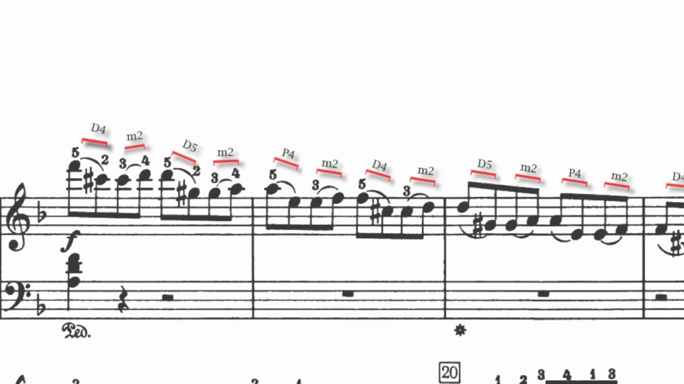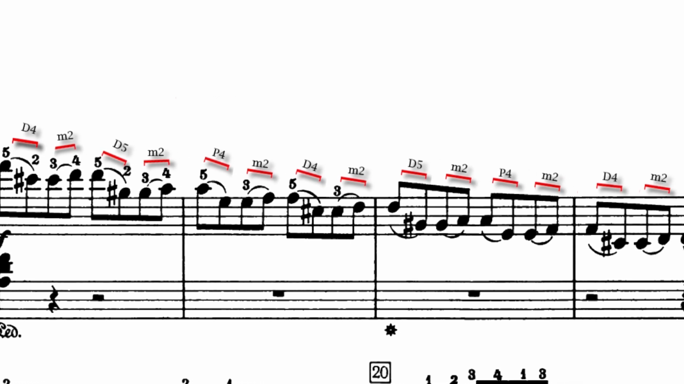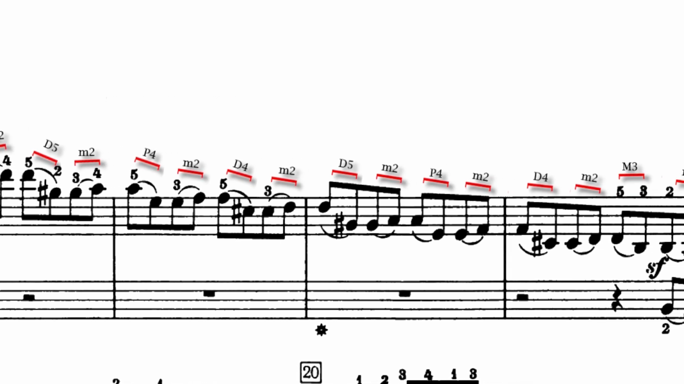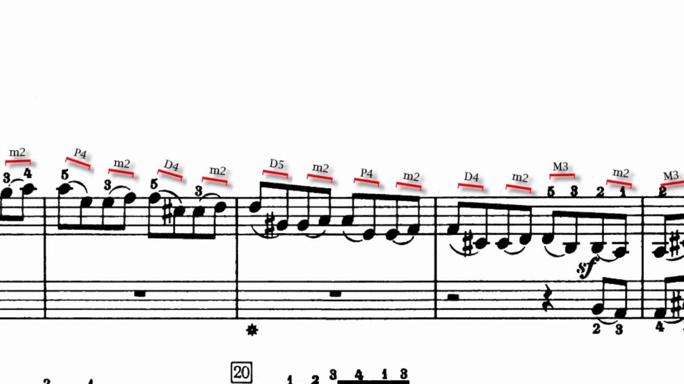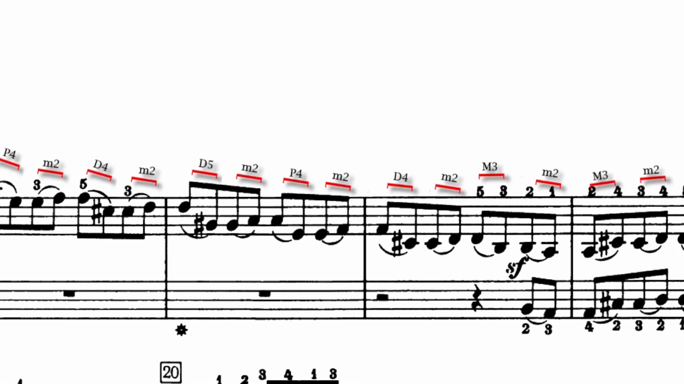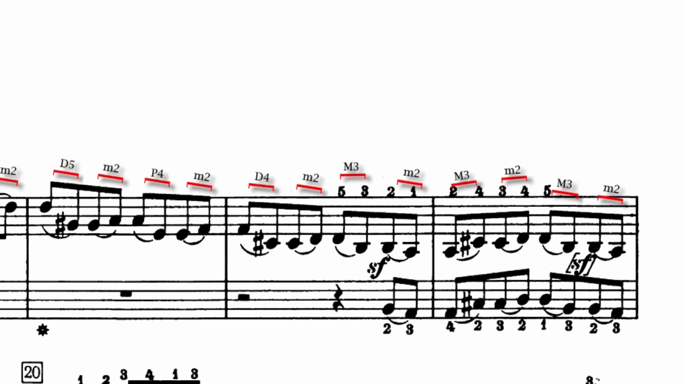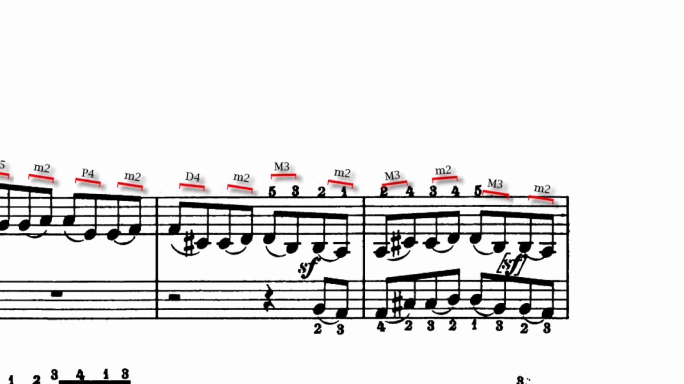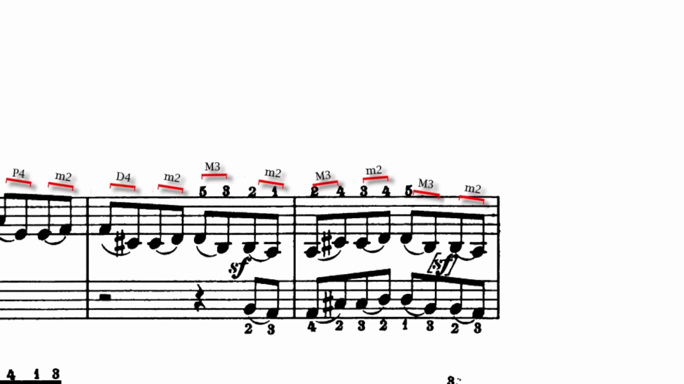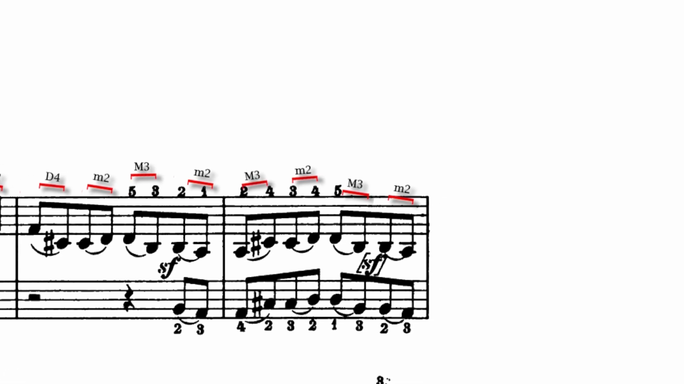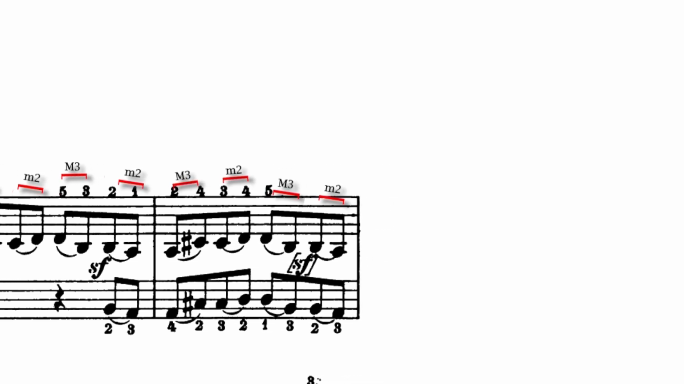Reading intervals is the fastest way to read new music. Just like when you're reading a new book, you don't sound out all the letters to make sense of the sentence. You put all the letters together to form a word, and those words to form a sentence. Same thing in music. You put those intervals together to form a pattern, and putting those patterns together, a phrase.